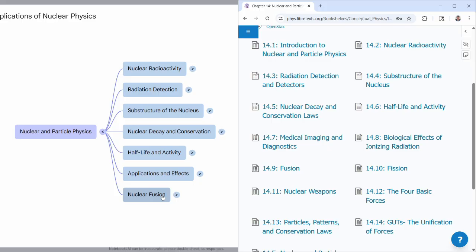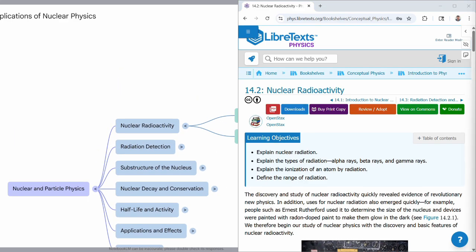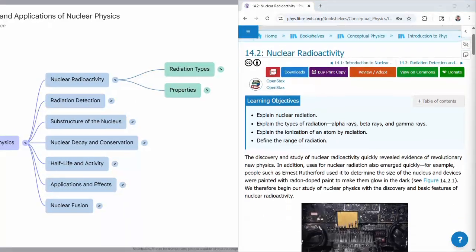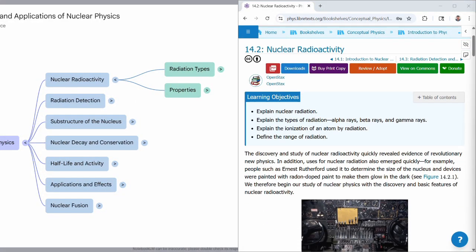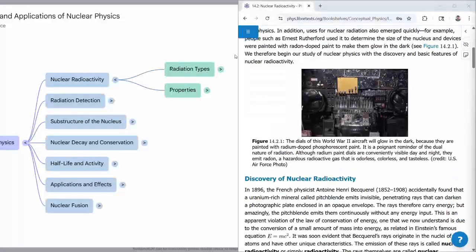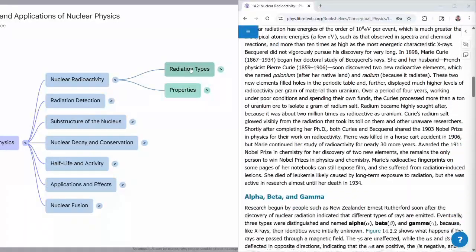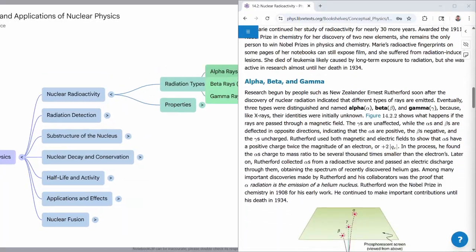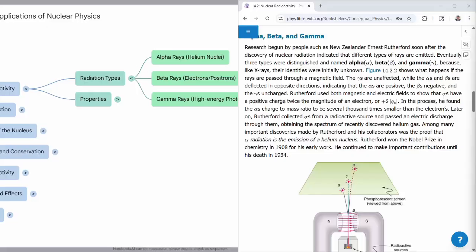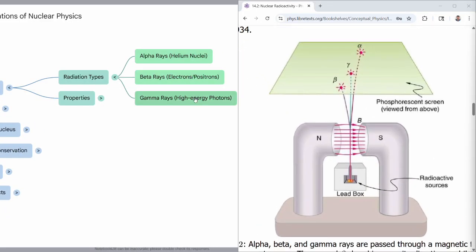So let's start out with the nuclear radioactivity that's covered in section 14.2, and that's pretty important for a lot of reasons. For some of you applying to radiology programs, this is frankly why they make you take this physics class. So in radioactivity, there are radiation types, alpha, beta, gamma. I lecture on that. So other than showing you this, I'll move on.